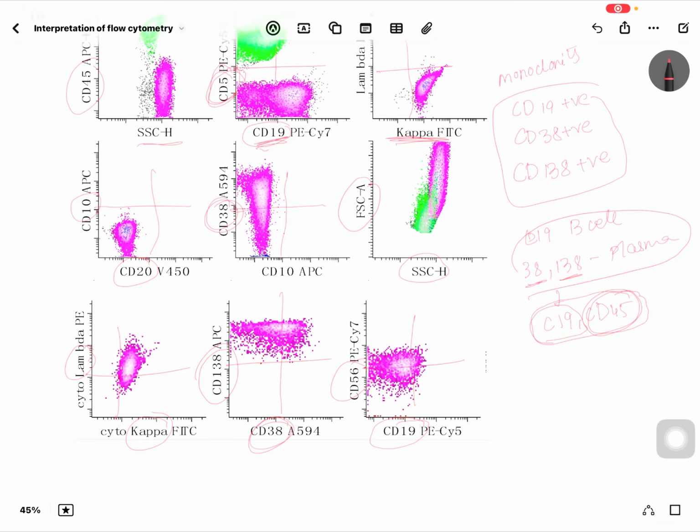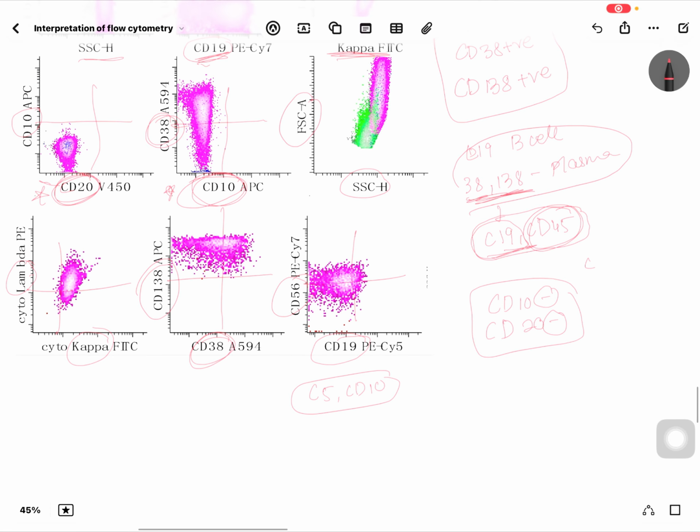So is there any other thing that they are trying to give us a hint upon? Okay. So CD20, can you see CD20 and CD10 is negative here? Okay. Yes. So, is there anything related to the clue like CD5 and CD10? No, because CD5 mention is nowhere there. But when CD10 is negative as well as CD20 is negative, along with CD19 positivity, CD38 positivity, and CD138 positivity, this is nothing but diffuse B cell lymphoma.